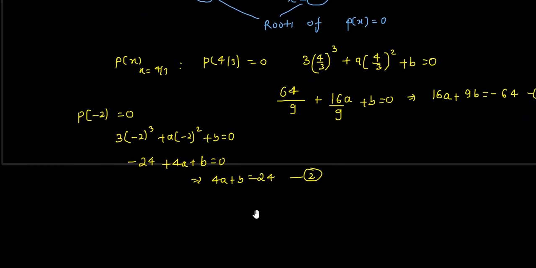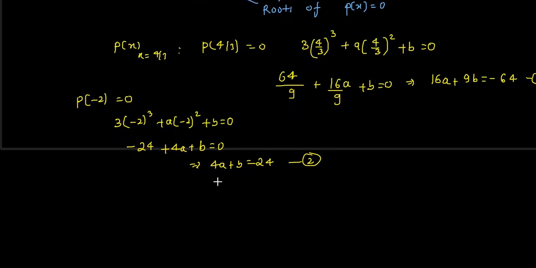I can again write equation number 1 below this, so I can solve this easily. 16a plus 9b is equal to minus 64. This was your equation number 1. Now we have two equations, two variables. Let us solve these by the elimination method. If I multiply equation 2 by 4 and then subtract equation 1, I will get minus 5b is equal to 24 into 4 is 96, and minus 64 is plus 64. So minus 5b is equal to 160, I think.